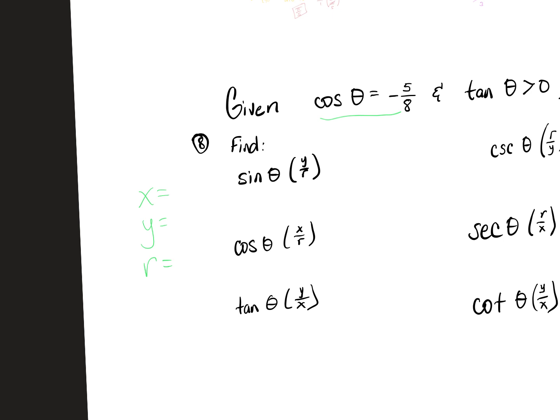You have to find your x, y, which is your legs, and your r is always your hypotenuse. What do we know about r? Always positive. Remember that.